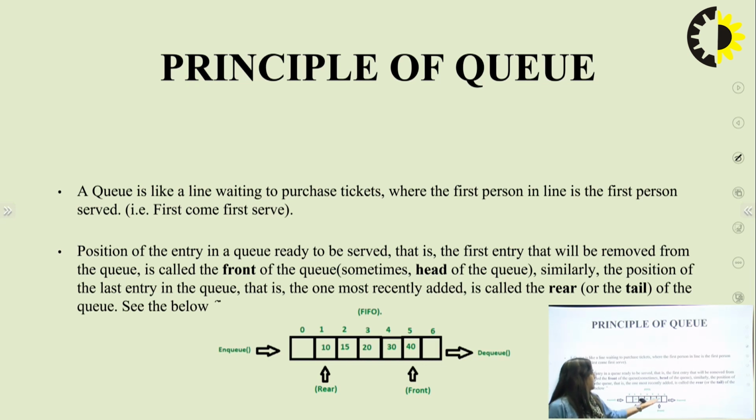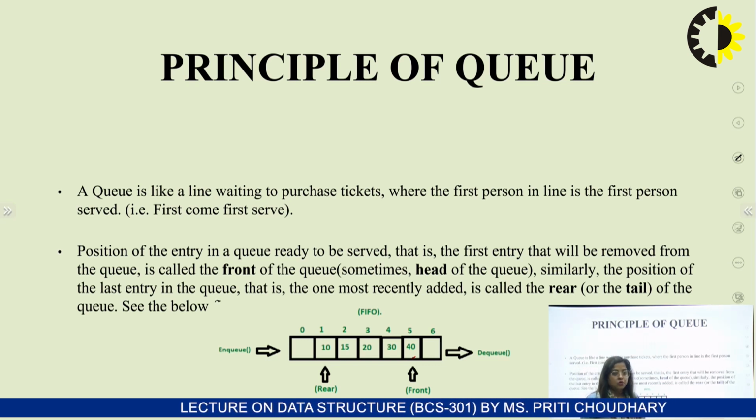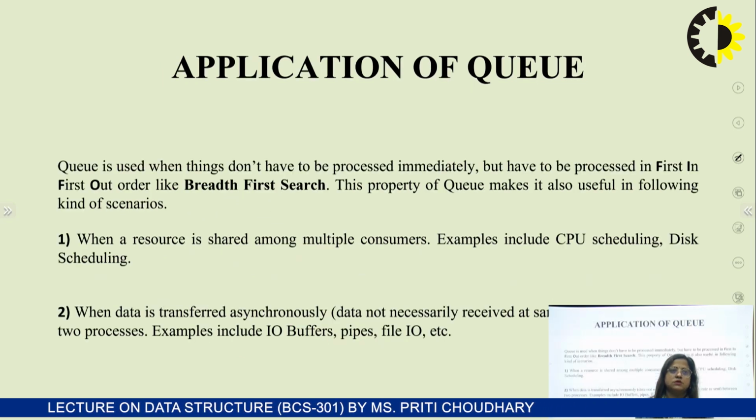According to this, queue indexing is 0, 1, and so on, and if you want to insert, you insert at the end. If you want to remove, you remove from the front. Front means first come, then this comes, then this, one by one. So what do we remove first? We remove the front side. The front side is 40, removed first, then 30, then 20, then 15, then 10. So it works on FIFO, first come first serve.